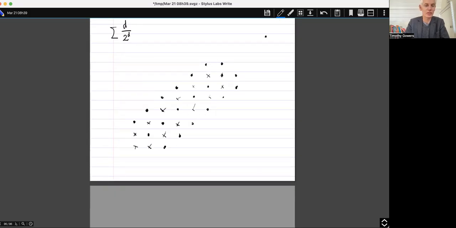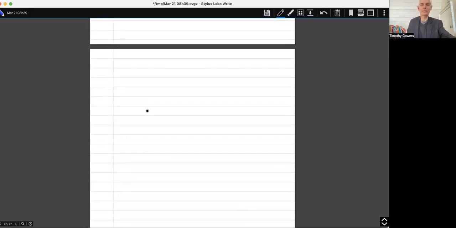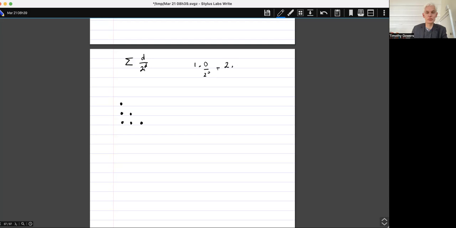So let's explore this invariant that I came up with, sort of half by accident, half by thought. My invariant is the sum over all chips of the distance from the origin divided by 2 to that distance. So if my starting configuration is this, so I had something more complicated that I think was wrong, then what is the initial value? It's 1 times 0 over 2 to the 0 plus 2 times 1 over 2 to the 1 plus 3 times 2 over 2 to the 2.